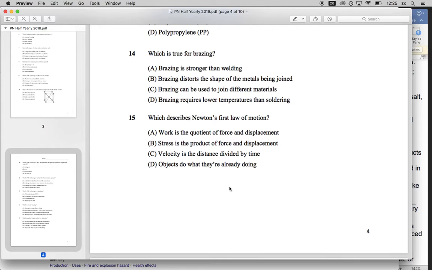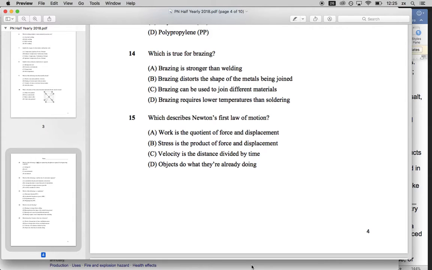Okay, which is true of brazing? Brazing uses the same torch as the oxyacetylene containers for oxyacetylene welding, but it usually works at a lower temperature. It is possible to braze without having both containers. You can use smaller handheld containers, but typically it's done using the 2 containers.